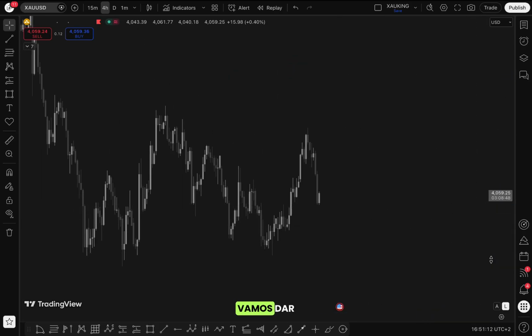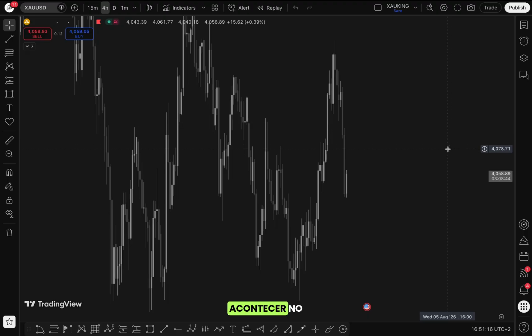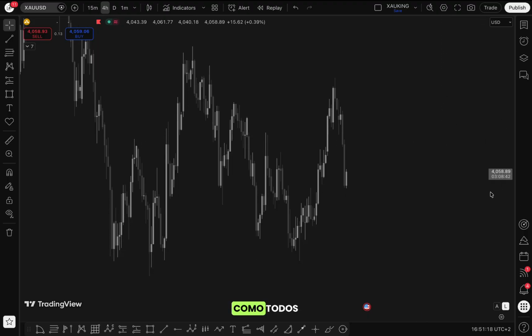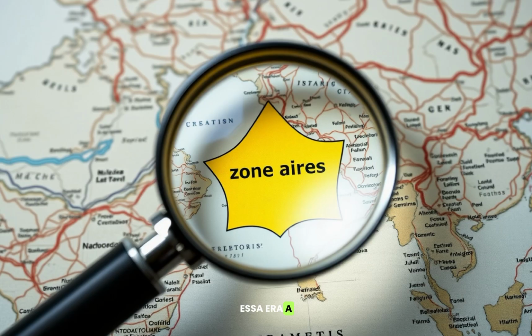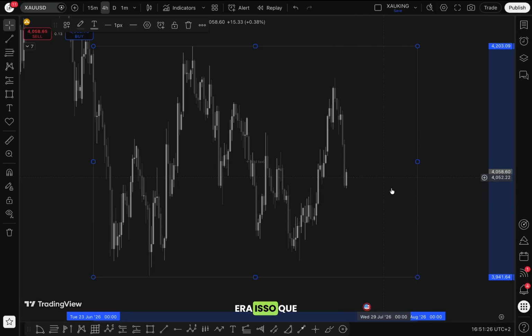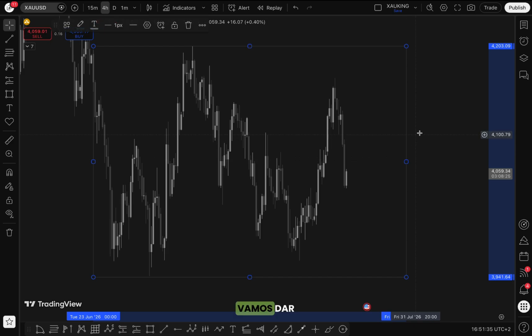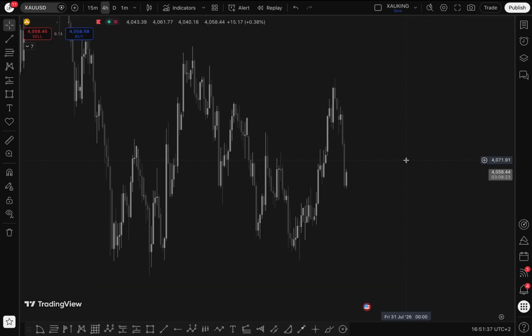Yeah, so guys, let's have a look at what gold is trying to do and what's going to happen in the long run. So as we can all see, this was the current area of interest. This is what we were looking at. This is what we were looking to trade. This should be our area of interest. So let's have a look and see what we can do.